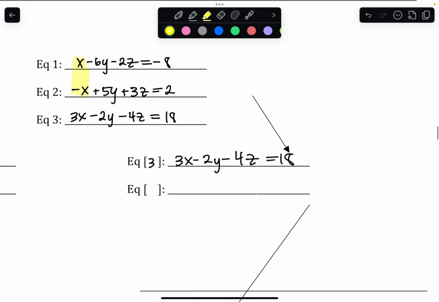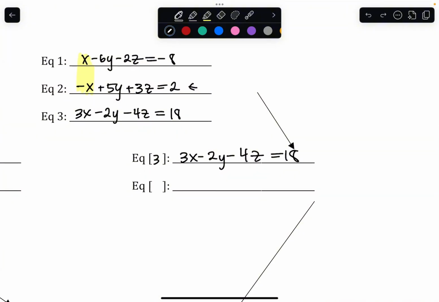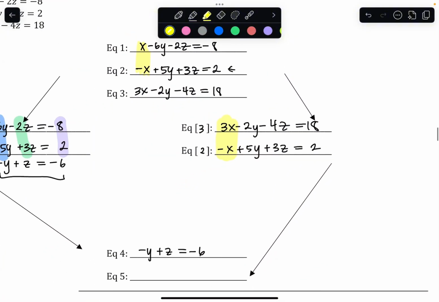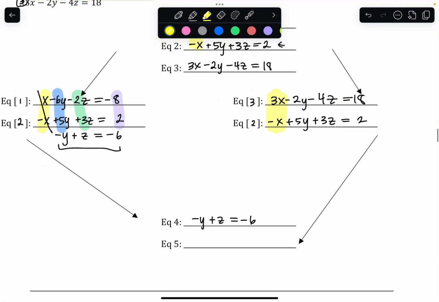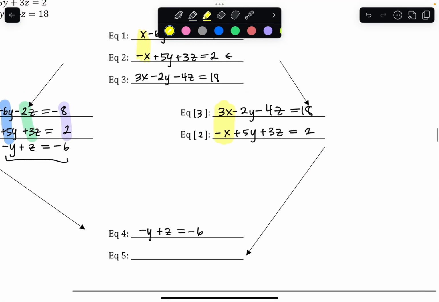And so I'm going to use equation 2 just because the numbers are smaller, and I like that we already have a negative in front of the x. So negative x plus 5y plus 3z equals 2. And so we still have to eliminate the x's. Even if another variable was easier to eliminate, we still have to eliminate the x's. You have to eliminate the same variable.